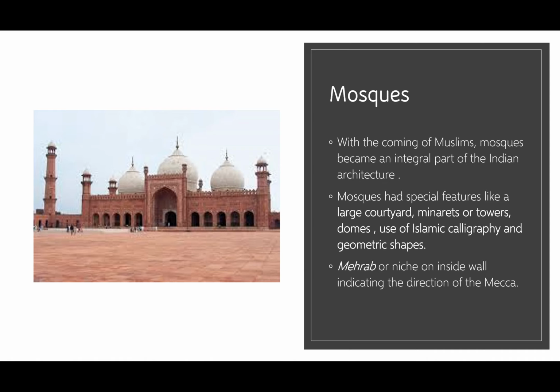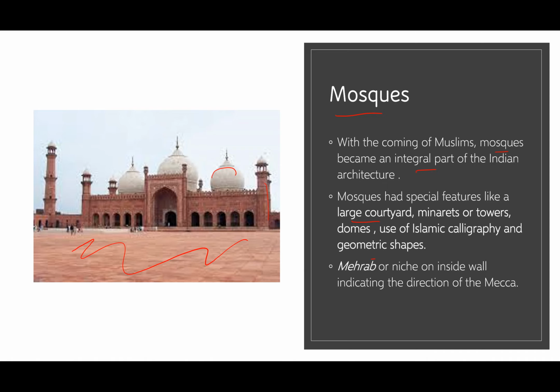Now this is important, that okay, fine, there were these temples, but with the coming of Muslims, the mosque became very, very important, and the mosque actually became an integral part of Indian architecture. Now, what were the features of a mosque? If you can see, it had a large courtyard. See this area, minarets or the towers, domes like this, and use of Islamic calligraphy and geometric shapes.